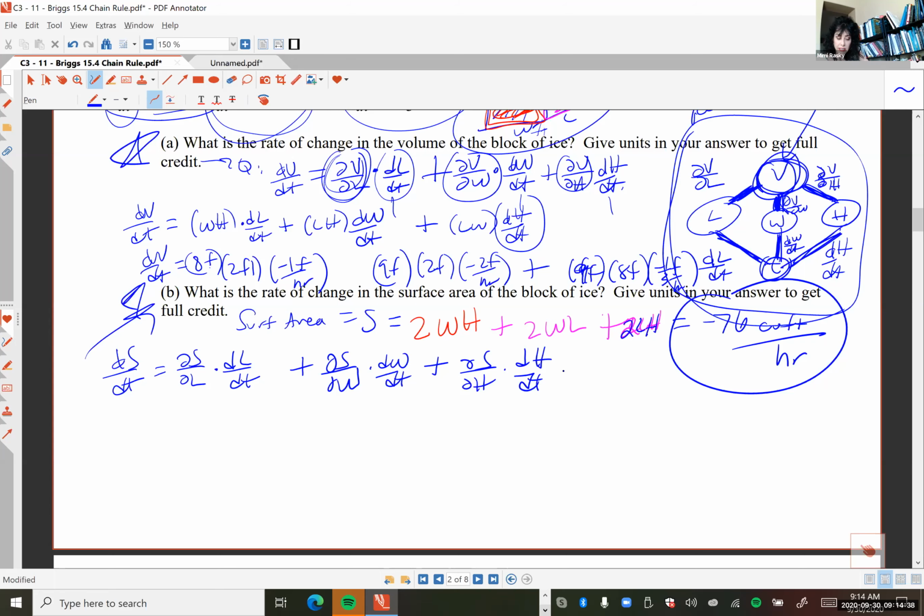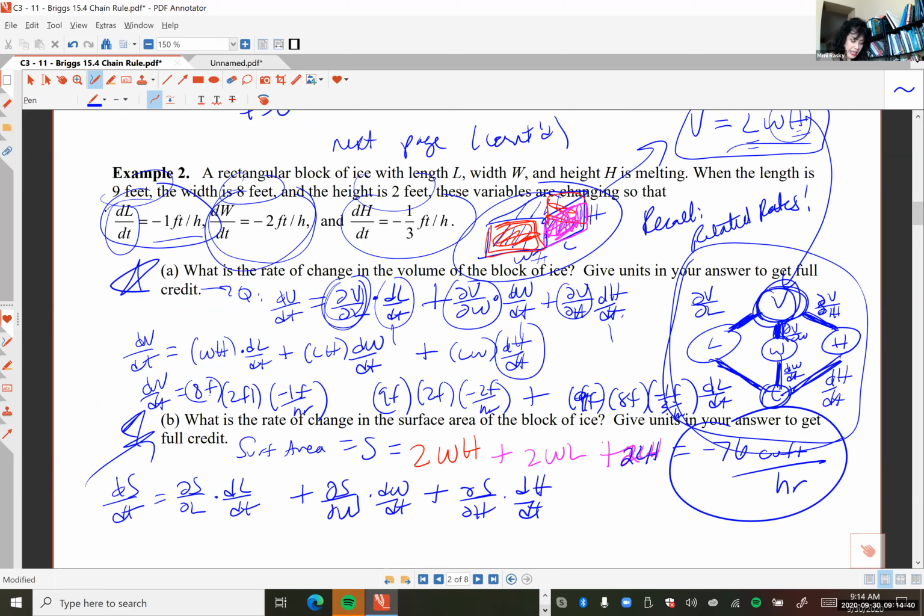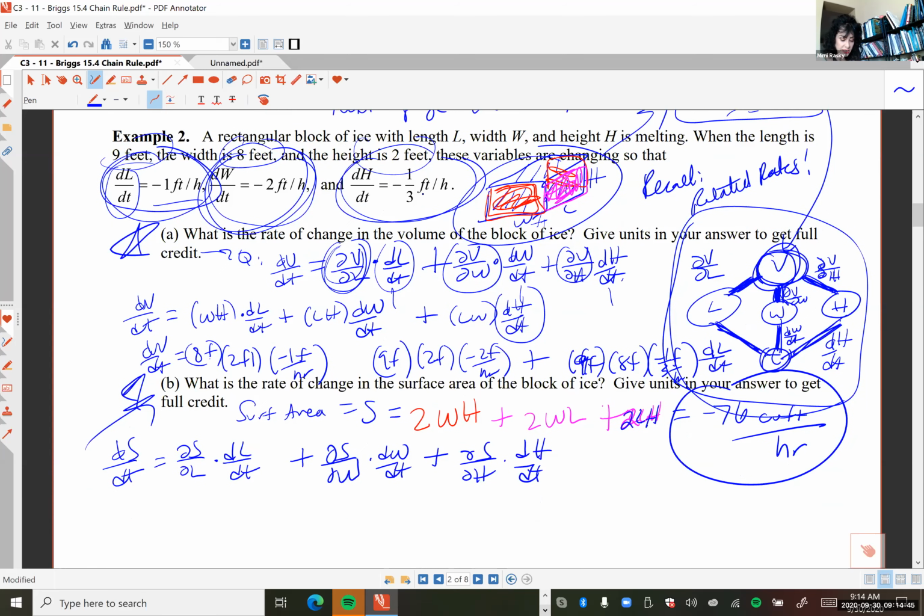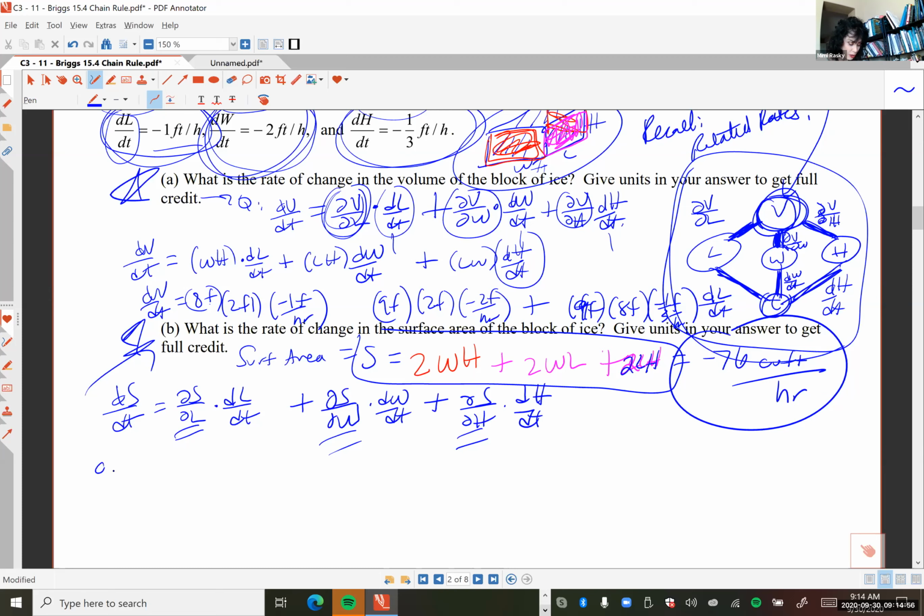No, because in this problem, and we're still working on the same problem, they gave us dL/dt, dW/dt, and dH/dt. That was nice. We just have to get these 3 partials, and they're going to be different from the volume derivatives because this is a different function. So be very careful that you do these correctly.